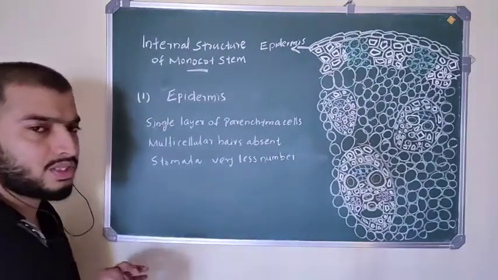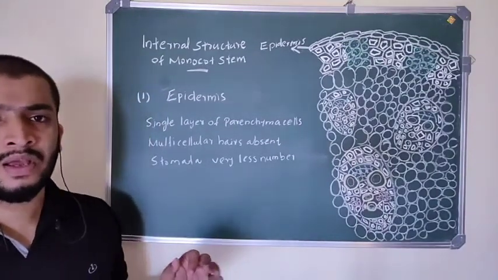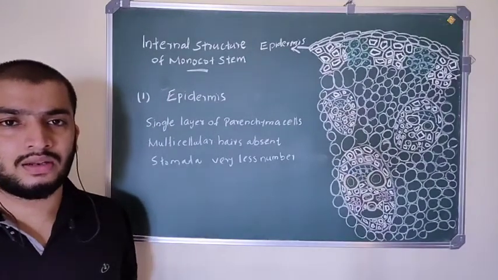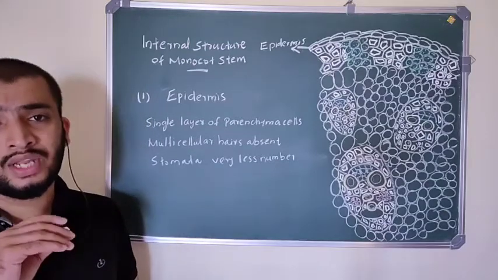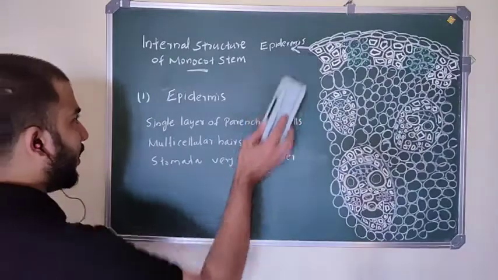So epidermis is the outermost layer. It forms a single layer of parenchyma cells. On this epidermis, multicellular hairs are not present, and stomata are present, but the number of stomata is very low. Okay, so that's about epidermis.